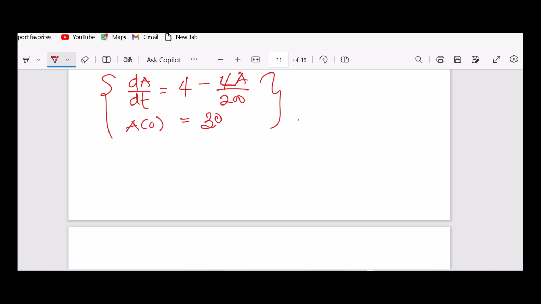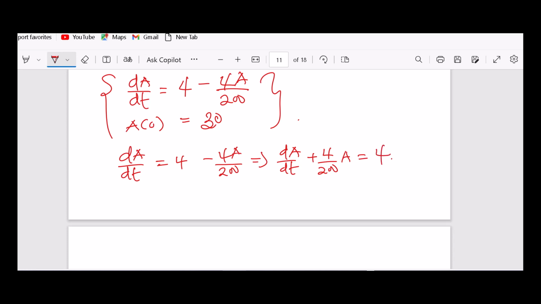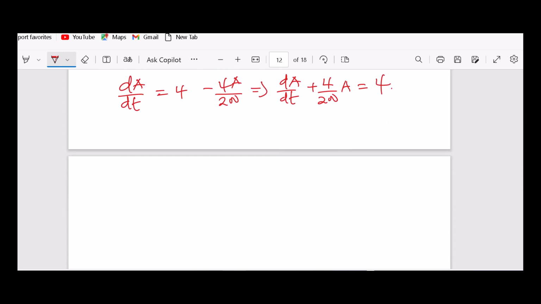So we have dA/dt equals 4 minus 4A all over 200, which will imply dA/dt plus 4 over 200 A equals 4. Right now we use the method of integrating factor to solve this.